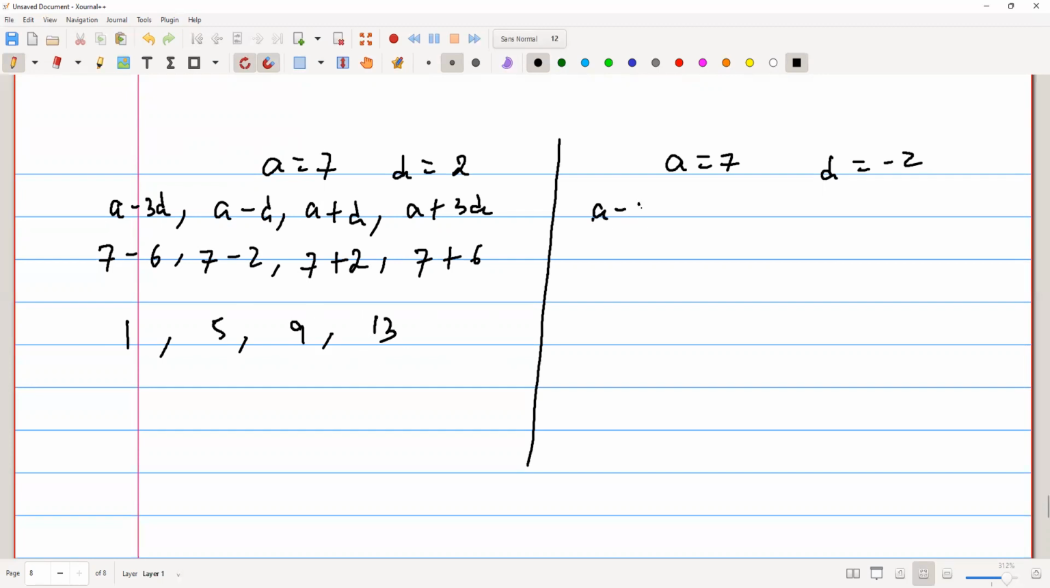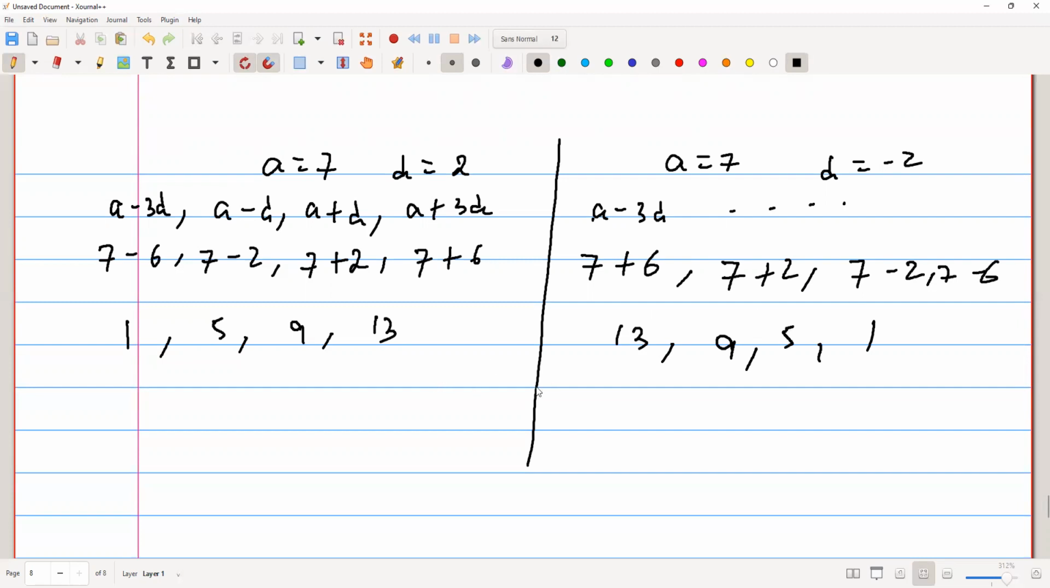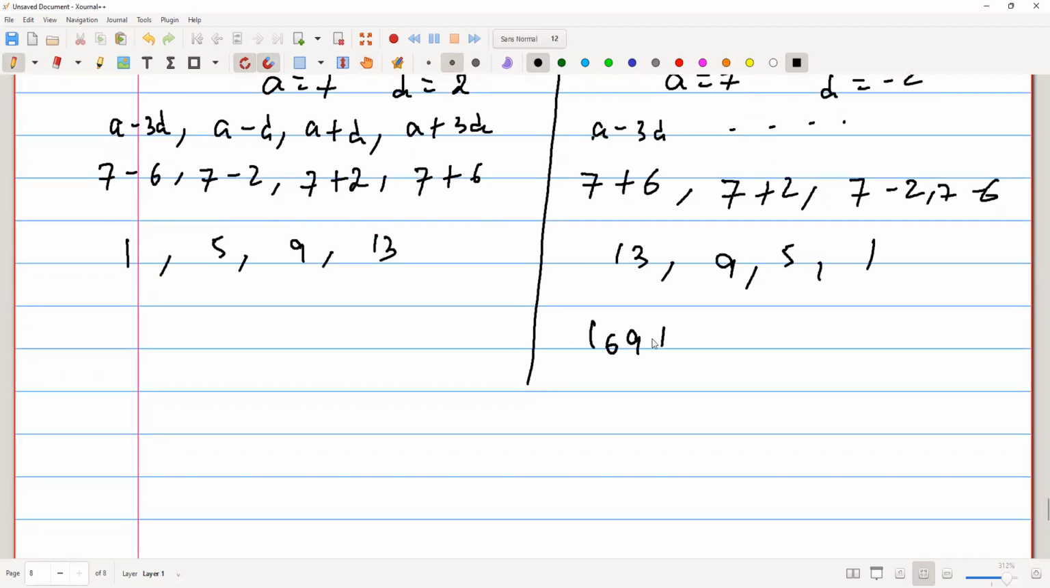When I substitute here, A minus 3D, same, A minus 3D, I'd be getting 7 plus minus 2 into minus 3 plus 6. Then again 7 plus 2, then 7 minus 2, 7 minus 6. It will be opposite of the same number, 13, 9, 5 and 1. When I square it, 169 plus 81 plus 25 plus 1, automatically I'd be getting 276. All right.